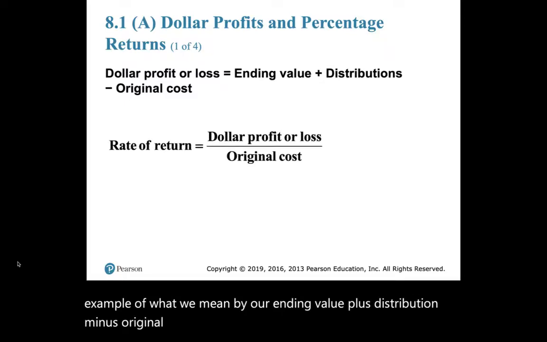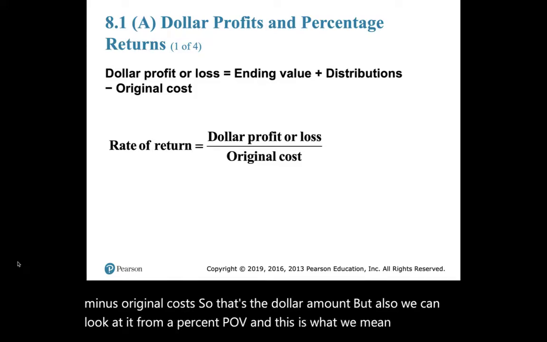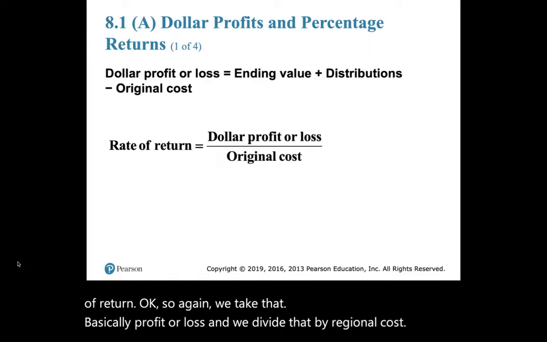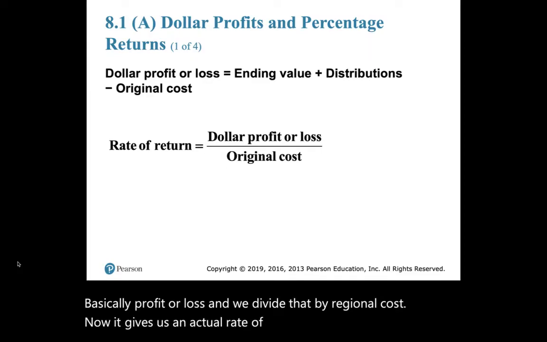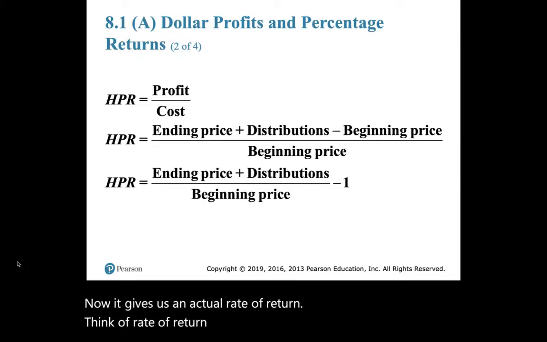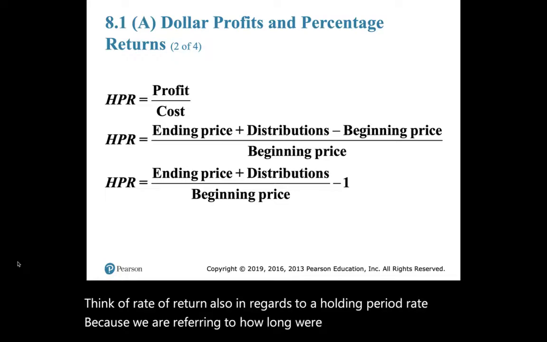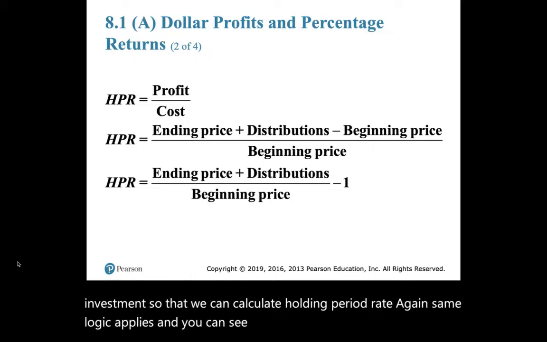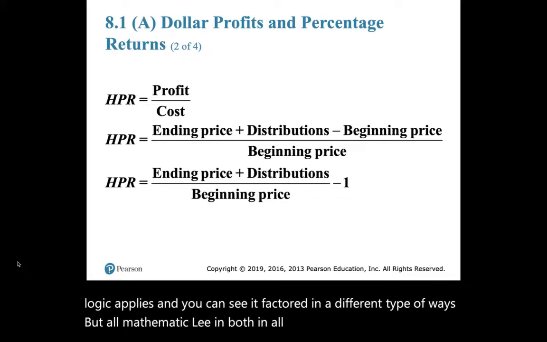So that's the dollar amount, but also we can look at it from a percent point of view. And this is what we mean by the rate of return. Again, we take that profit or loss and we divide that by original cost. And that gives us an actual rate of return. Now, think of rate of return also in regards to a holding period rate, because we're referring to how long we're actually holding that investment. So that we can calculate holding period rate. Again, same logic applies, and you can see it factored in different ways, but all mathematically. In all cases, we'll get what's called a holding period rate.